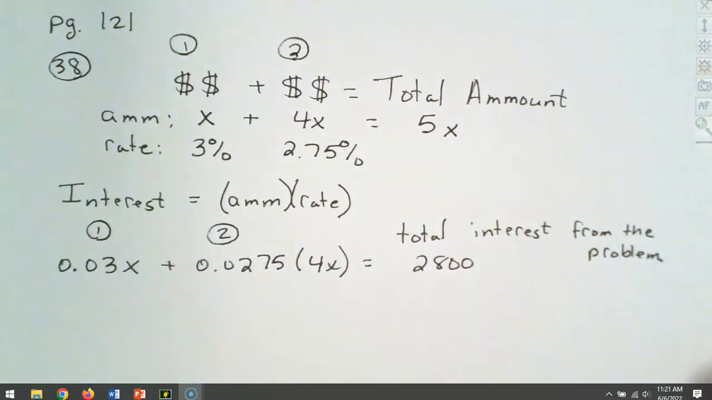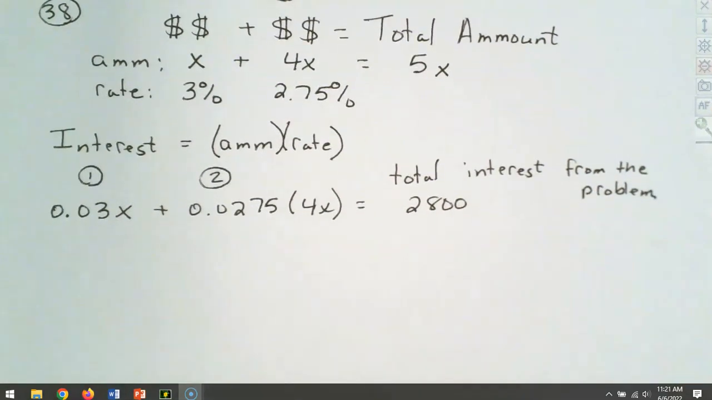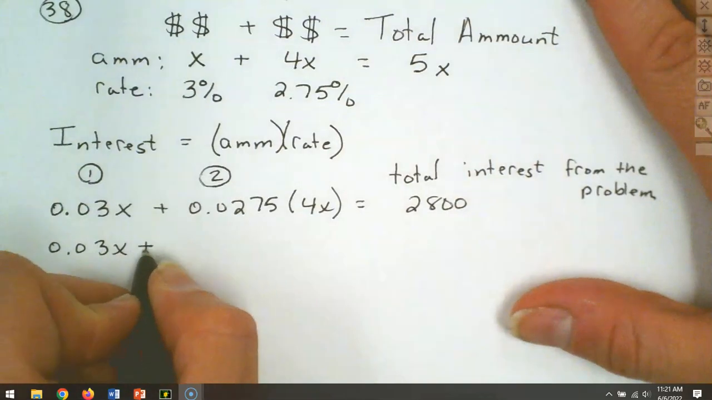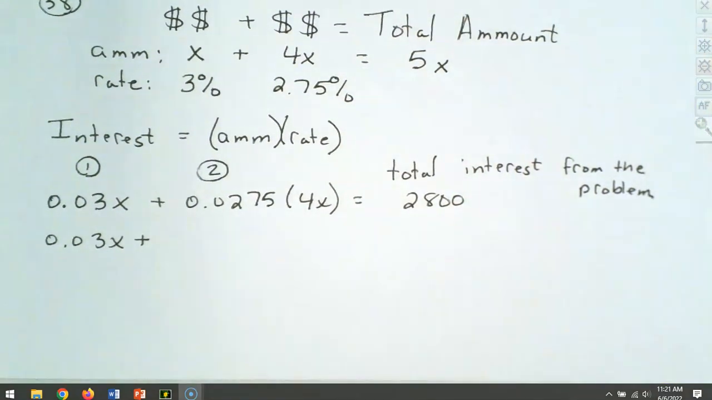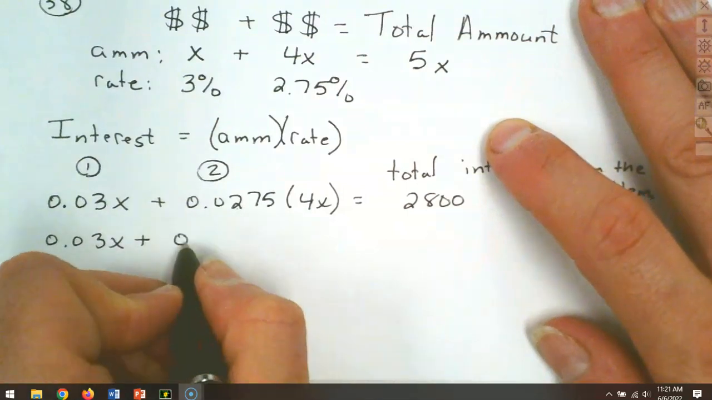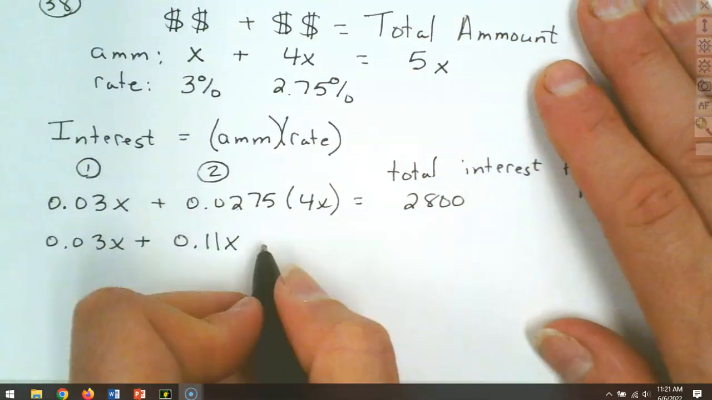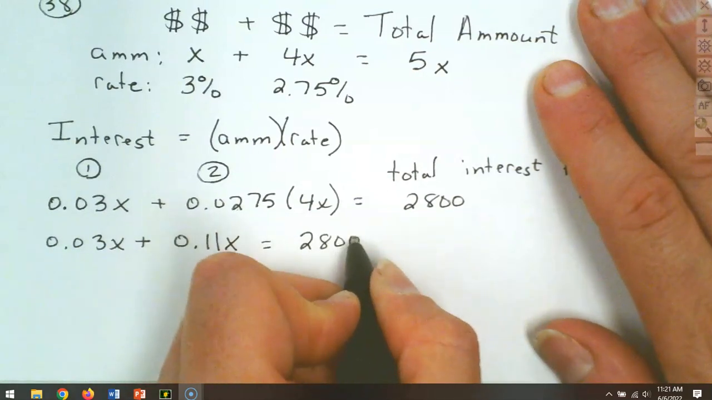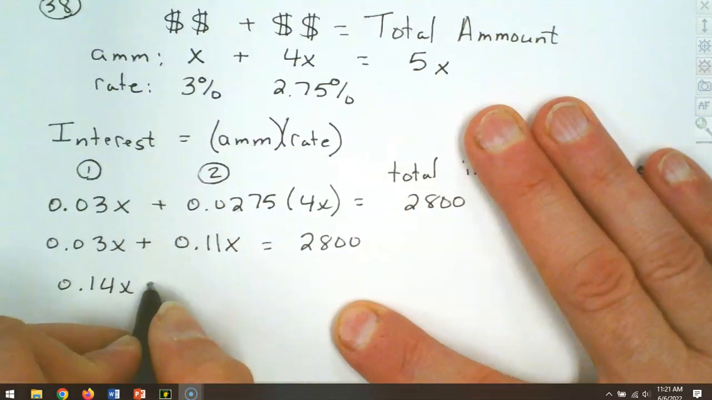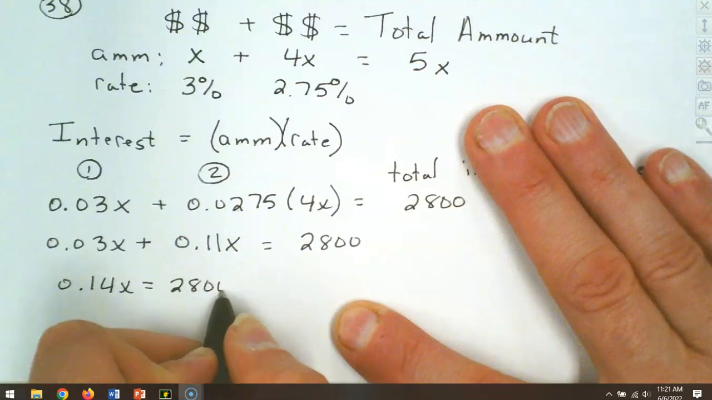Now we should be able to solve this equation and then get our answer. Our answer is going to be both of these funds, so we're going to have two answers. Let's go ahead and combine and simplify. So that's 0.03x plus, I'm going to multiply those together. Multiplying 4 times 0.0275, that comes out to be 0.11x. That equals 2,800. We're going to add those together, and that gives me 0.14x equals 2,800.